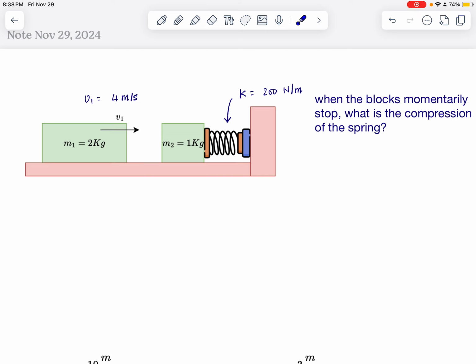So energy here is conserved. Now the question is, when the blocks stop momentarily, what is the compression of the spring? So let's do this. During the collision, this mass moves to the right and touches this mass, m2, but doesn't stick to it, but they both move together.